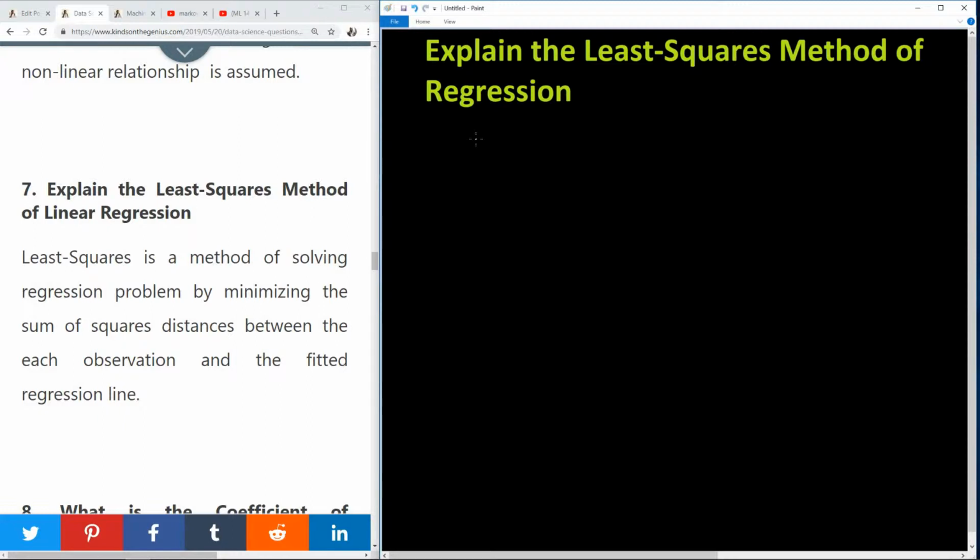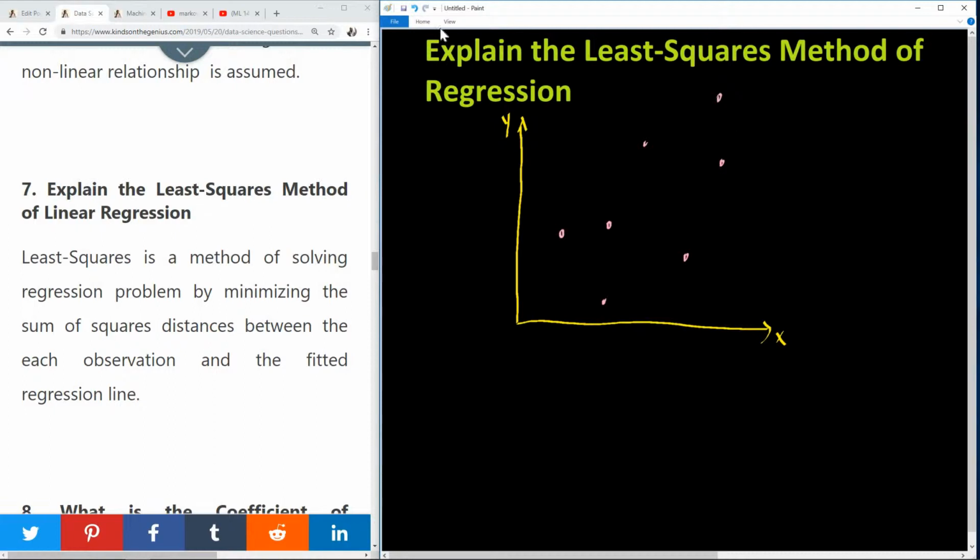Least squares is a method of solving regression problems by minimizing the sum of squares distances between each observation and the fitted regression line. I'm simply going to start by taking an example. Let's say we have the observations plotted here. This is y and this is x. Permit me to use a different color. We have the observations plotted in this place. Let's say we have a different observation here.